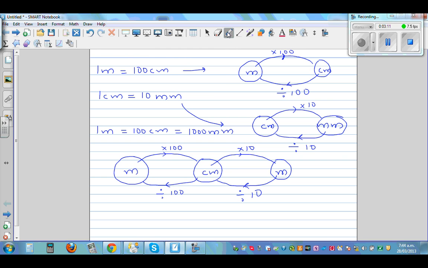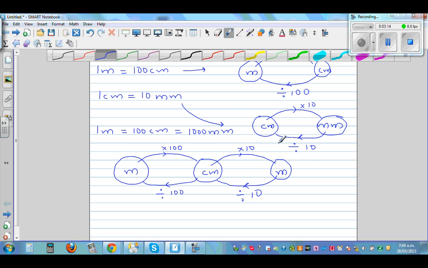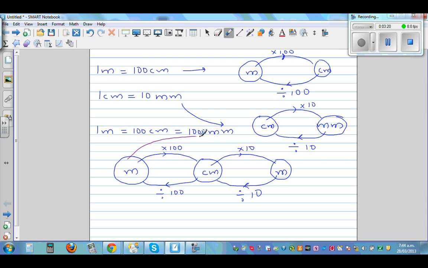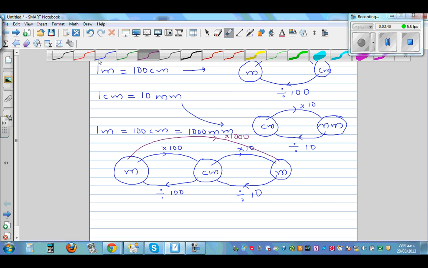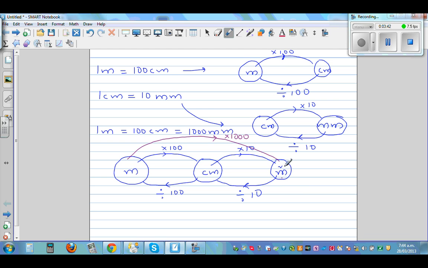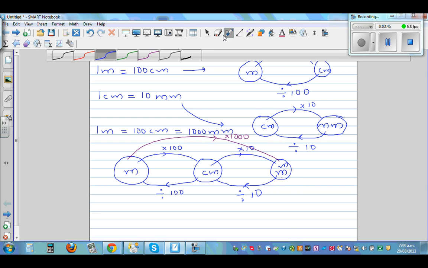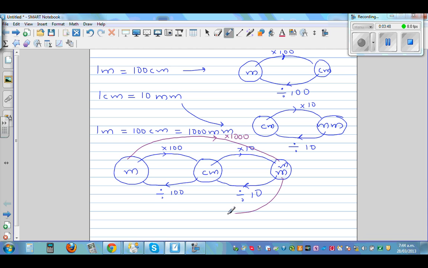But if you want to do one big jump from meter to millimeter, so let me use a different color. If you want to convert from meter to millimeter, this is a jump of 100 and then a jump of 10. So that is, you have to times it by 1000. And that's what you can see, 1 meter is 1000 millimeters. So this is millimeter, sorry, I should write mm. And if you want to go backwards from millimeter to meters, you have to divide by 1000.